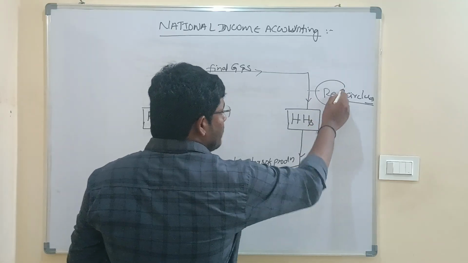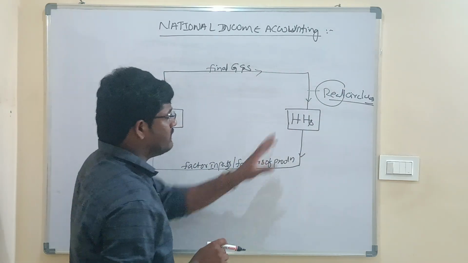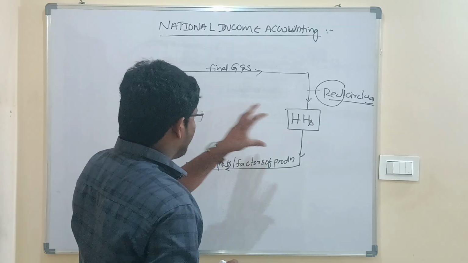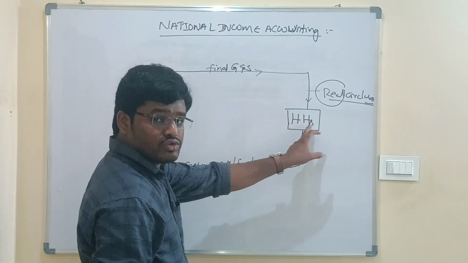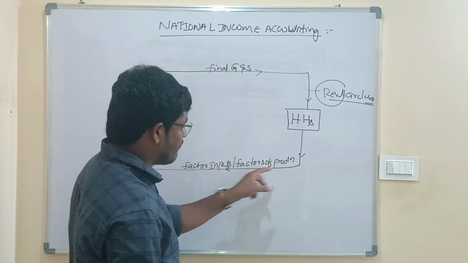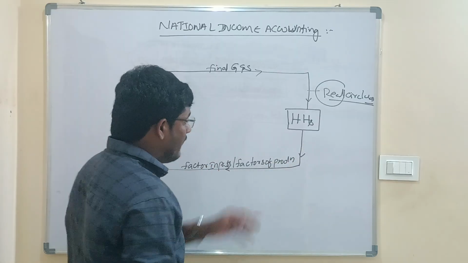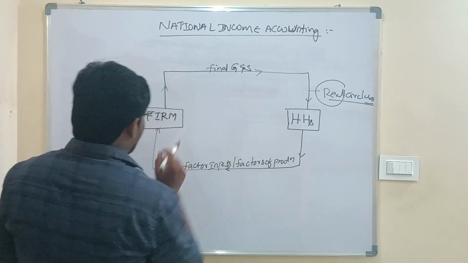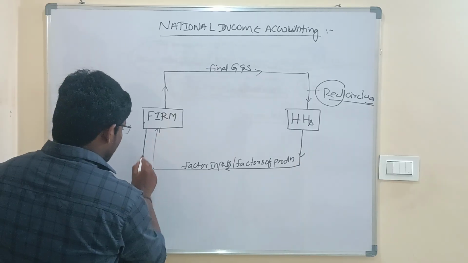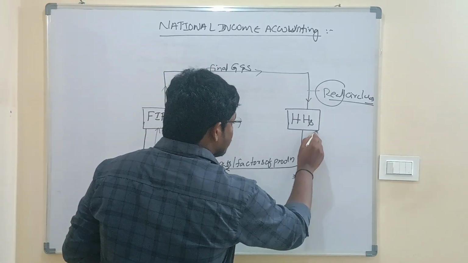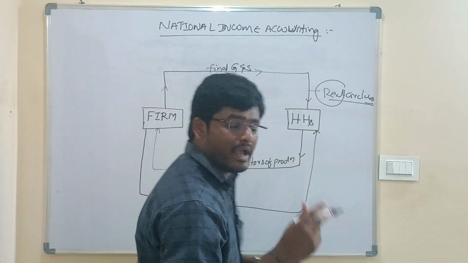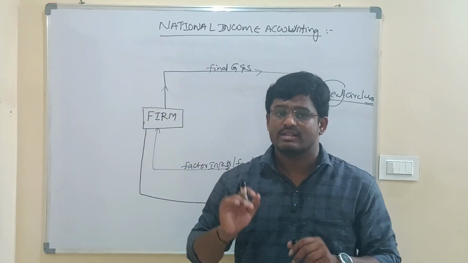So the term real means without prices. So this is the first connection between firm and households. Now since households are supplying factor inputs or factors of production like labor, in return what will the firm do? Firms provide certain incomes to the households because of utilization of their services.